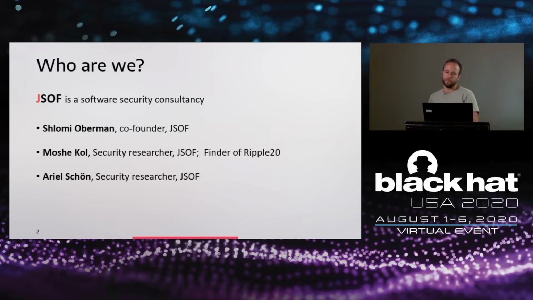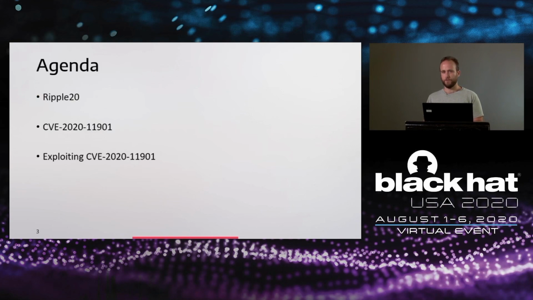A little about who we are. JSOF is a software security consultancy. We do security research, penetration testing, consulting on secure development, as well as some training. My name is Shlomi Oberman. I'm a co-founder at JSOF. Together with me will be speaking Moshe Kol, a security researcher at JSOF and the founder of the Ripple20 vulnerabilities, and Ariel Shon, a security researcher at JSOF, also heavily involved in the research.